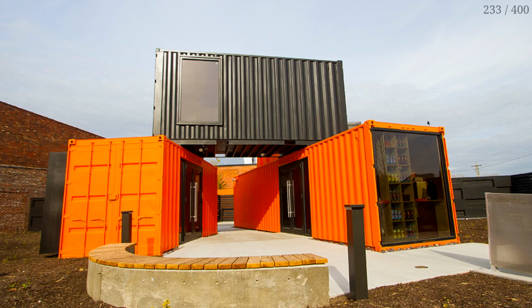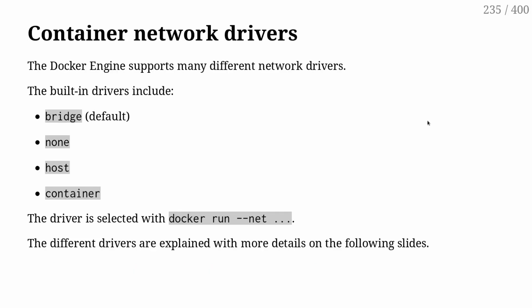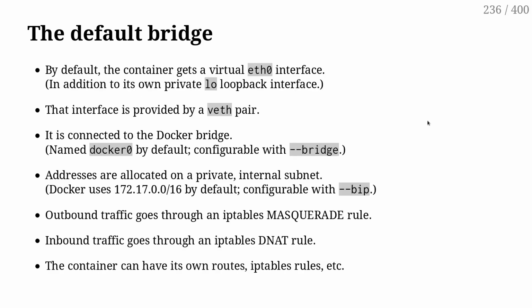There is a second chapter on networking now, explaining the different network drivers that we have at our disposal. So there is the default driver. The default model is the bridge driver, and then there is none, host, and container. So the default bridge, that's what we get if we just Docker run a container.